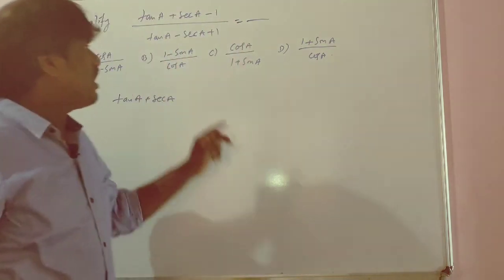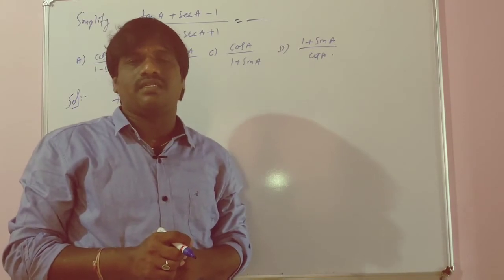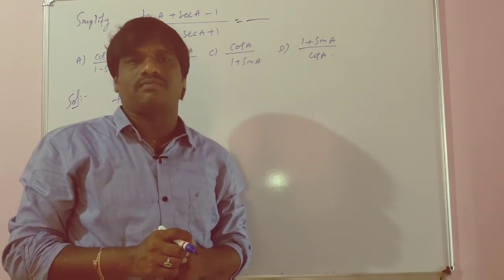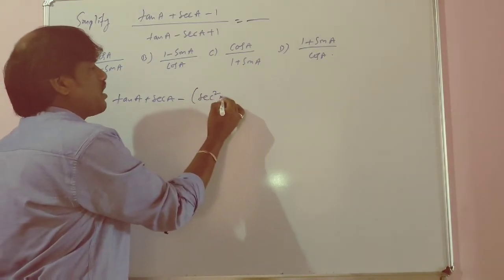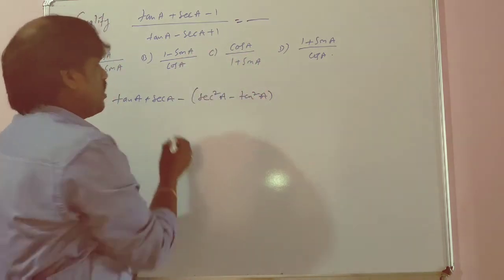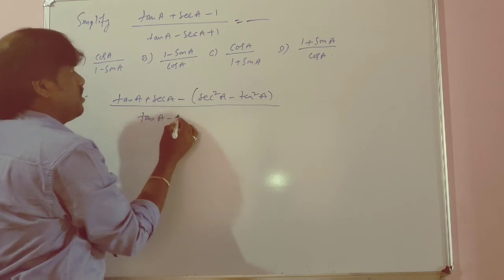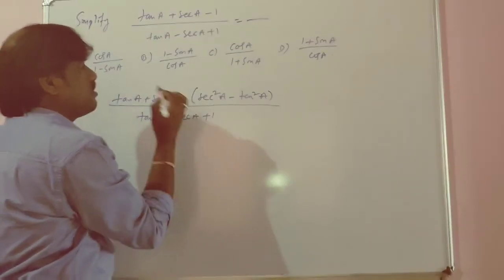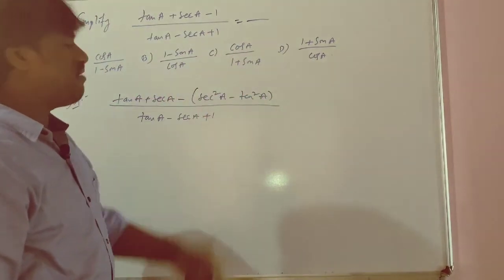Here, on this 1, I can replace it using the identity sec square A minus tan square A is 1. So I can write this as sec square A minus tan square A, because the 1 is that, divided by tan A minus sec A plus 1. Hope you understand. This is what I have written.